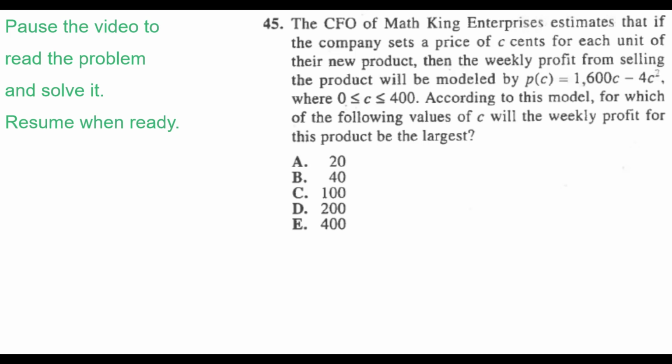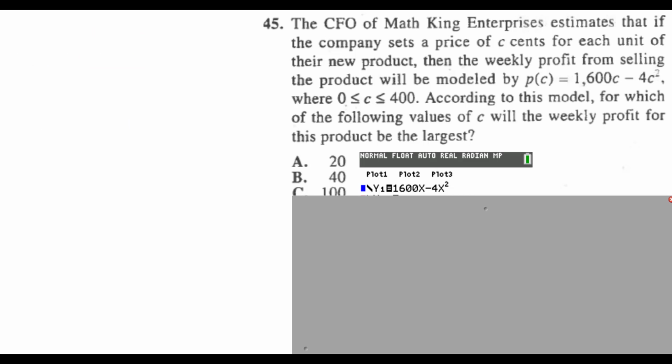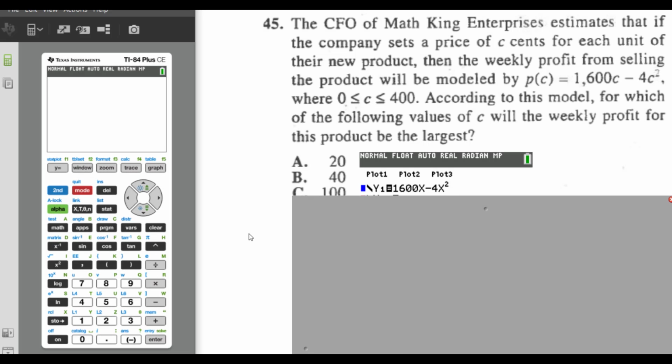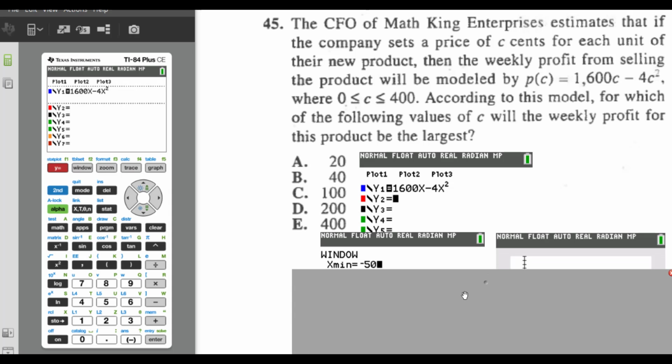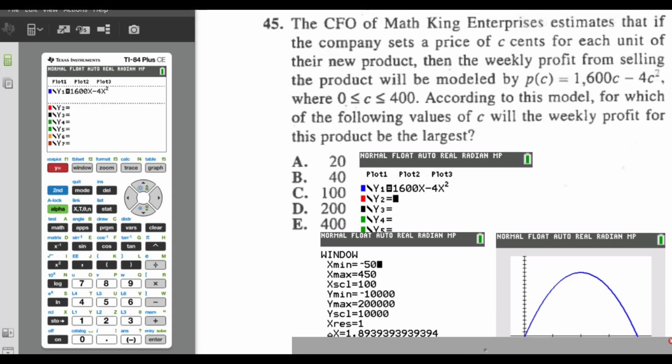Number 45, read that one, pause is needed. So for this one, we'll do this graphically. In Y1, I'm going to type in this expression right here. And I need to get a window for this. And by guess and check, this is the window that I came up with. So I can go ahead and graph it.